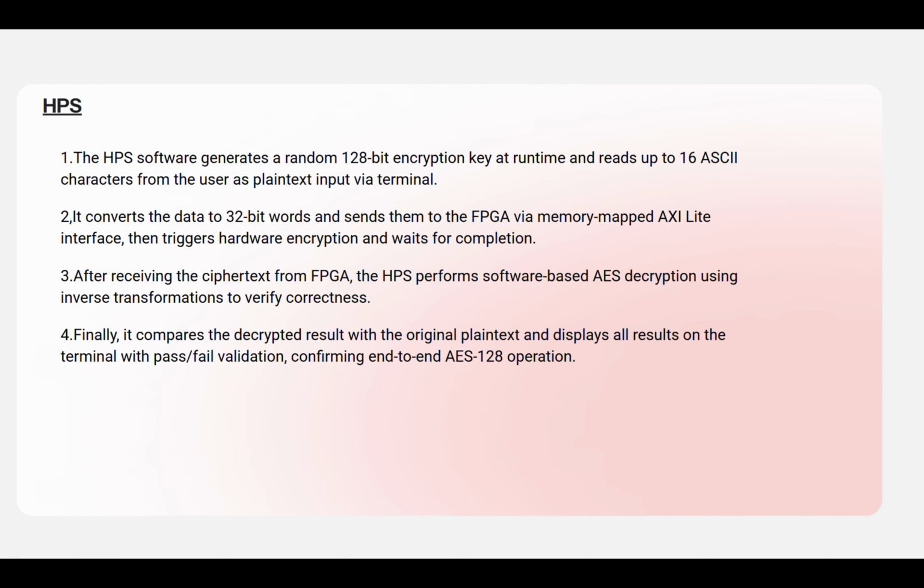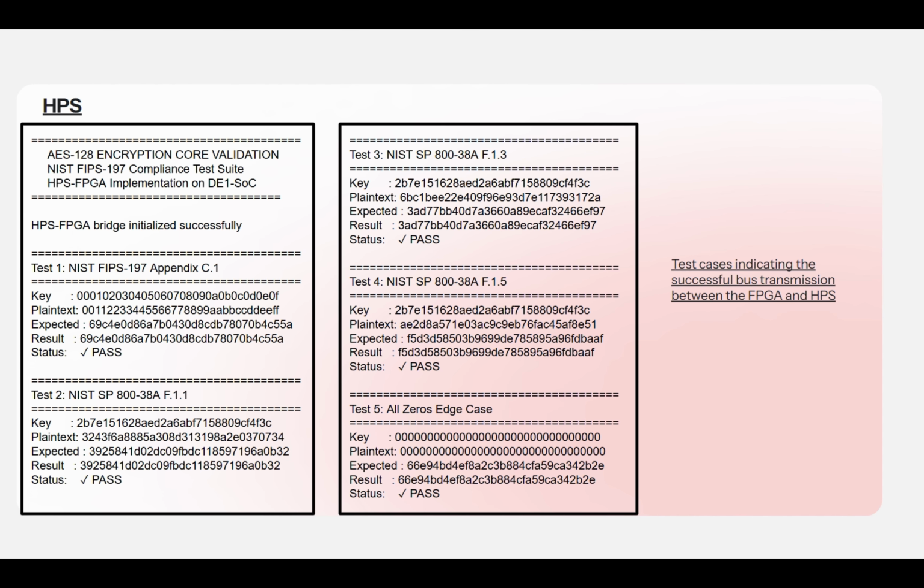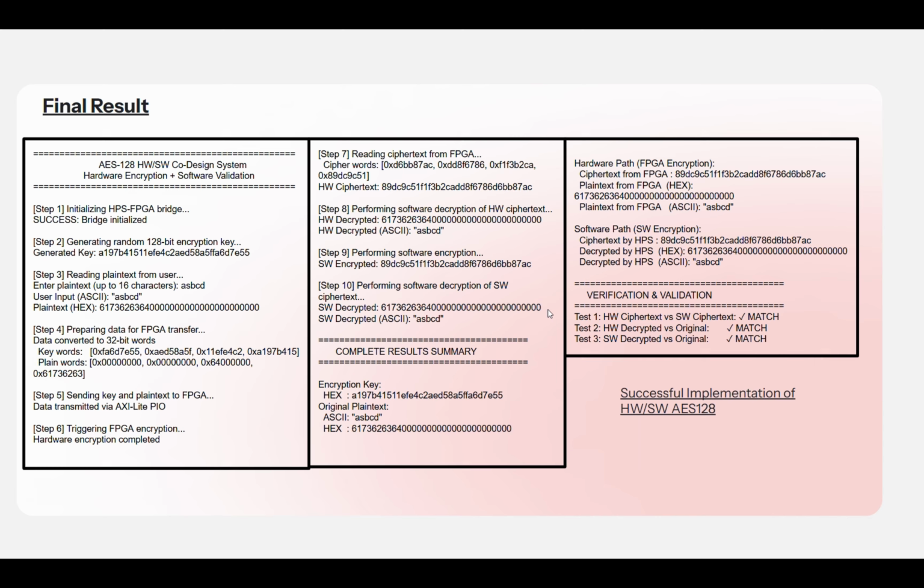Now coming back to the HPS, as I said, the HPS should generate the key, take the input from the user, and then send it to the FPGA for encryption because it's an accelerator, and get that back and decrypt it. So here is a test case where I've tried to check if our HPS is receiving the cipher data from the FPGA. Here are a few cases that I ran to verify that the bus communication is actually happening correctly. Then I'll be showing how I implement this program.